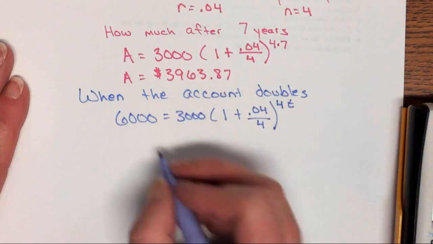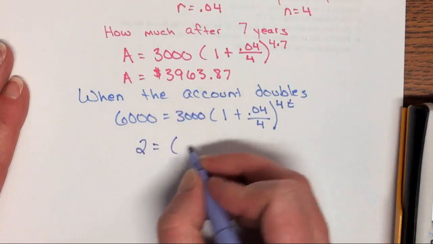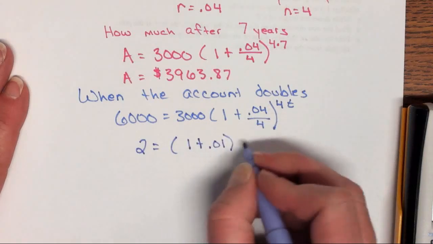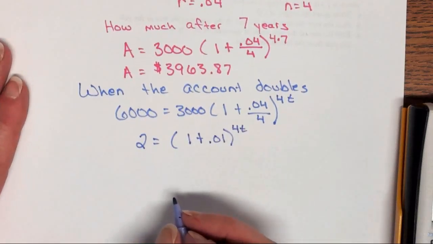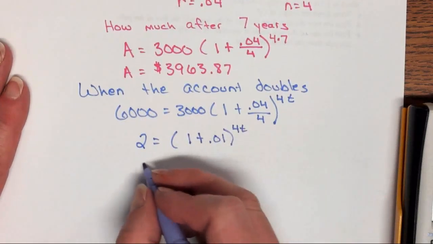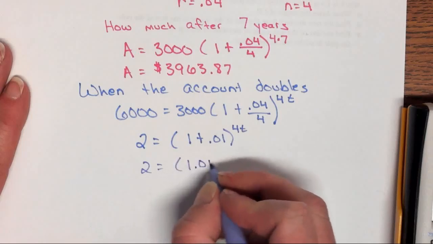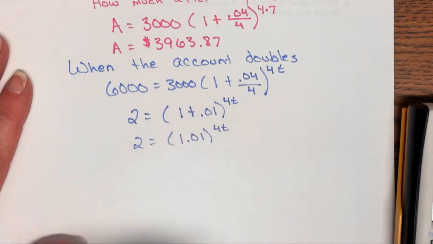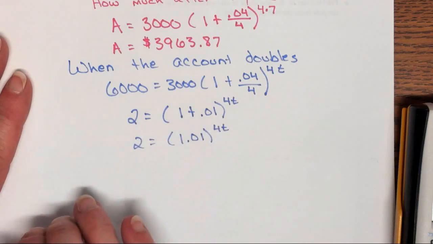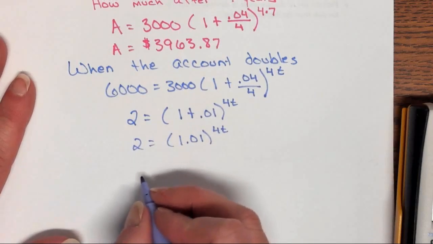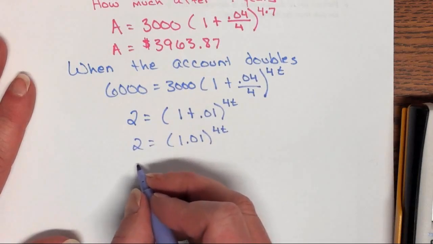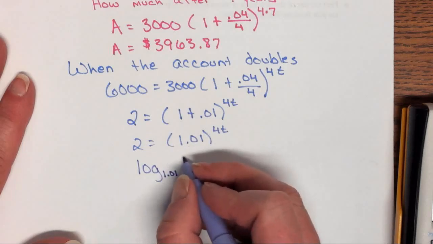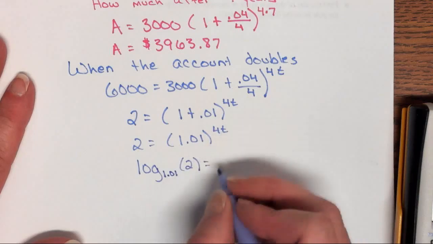So let's divide both sides by 3,000. That's going to be 1, actually, I could write that as 1 plus 0.01 to the 4t. That's really 1.01. Now, remember, the variable's in the exponent, and I want to get it out. So we can rewrite this as a logarithm. The base is 1.01. The argument would be the 2, equals the exponent.